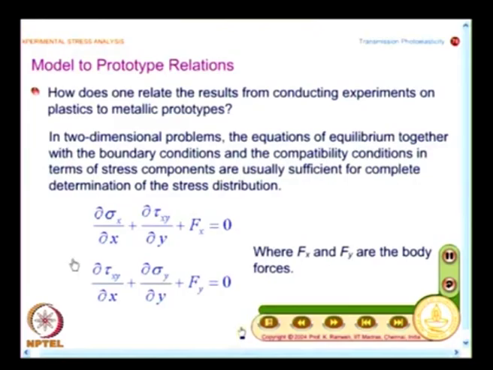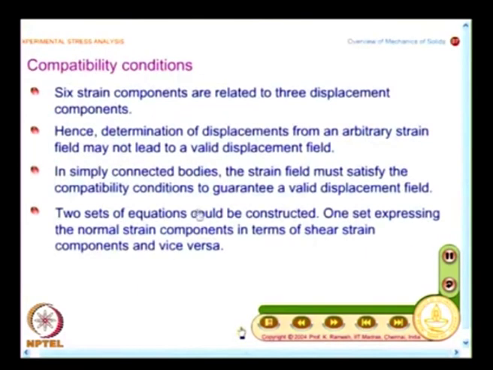And what are compatibility conditions? We will go back and see. From your theory of elasticity understanding, you have 6 strain components, but you have only 3 displacement components. Suppose I find out the strains from displacements, no problem. From displacement to strain is a simpler exercise, but knowing the strain components, finding out displacement, you have to bring in the equations of compatibility. If you do not bring in equations of compatibility, you will not have deformation consistent with the loading applied.